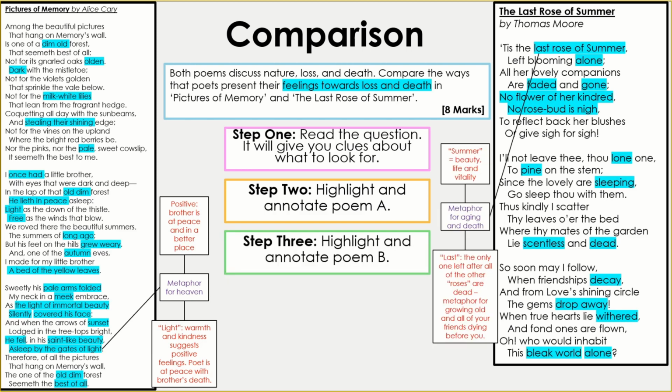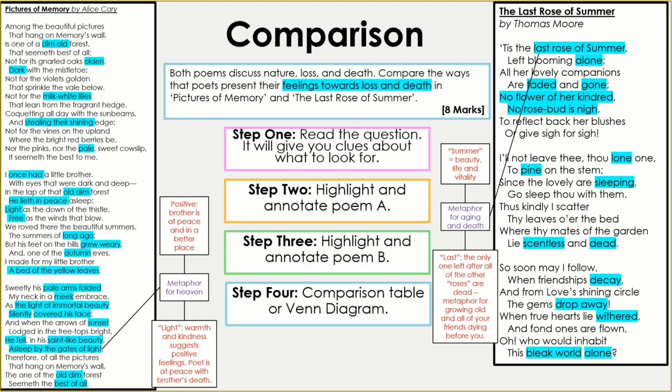Step 3. Read poem 2. Highlight anything that links to the question, feelings towards loss and death. Annotate. I've done one as an example. Step 4. If you have time, you could write your ideas up in a comparison table or a Venn diagram, but it's not always necessary. The exam board usually give you a decent pairing of poems. Usually, one will be positive about the question's themes and one will be negative about the question's themes.